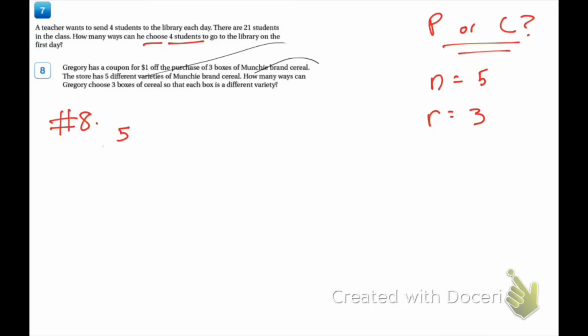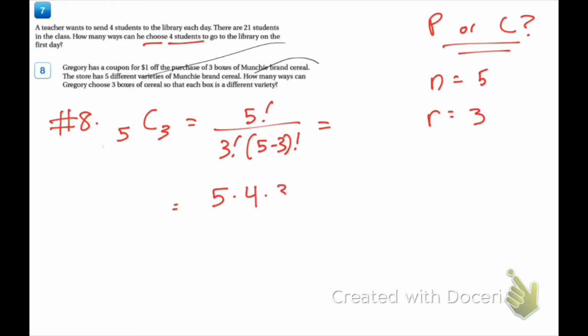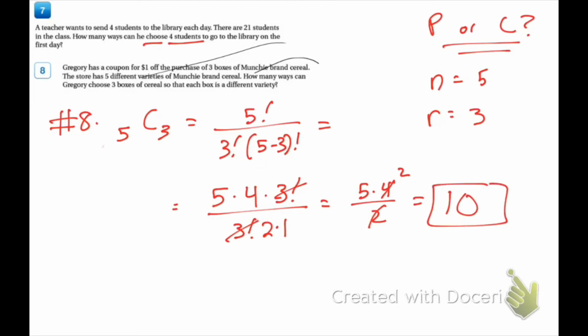So you have 5C3. That's going to give you 5 factorial over 3 factorial times 5 minus 3 factorial. That will give you 5 times 4 times 3 factorial over 3 factorial times 2 factorial, which is 2 times 1. The factorials cancel here. 5 times 4 over 2. 4 divided by 2 is 2, so you're left with 5 times 2, which is 10. So 10 ways for question 8.